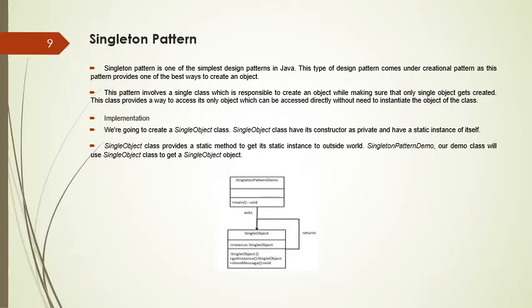You can go through the diagram and see that we are going to create a SingleObject class. SingleObject class has its constructor as private and has a static instance of itself. SingleObject class provides a static method to get its static instance to the outside world. Singleton pattern demo: our demo class will use the SingleObject class to get a single object.